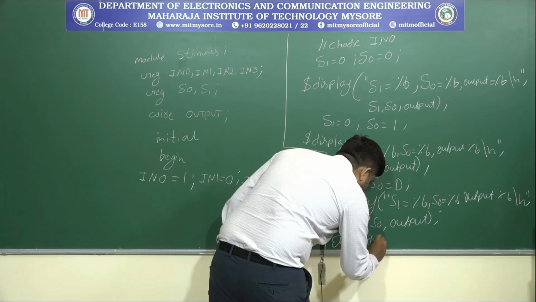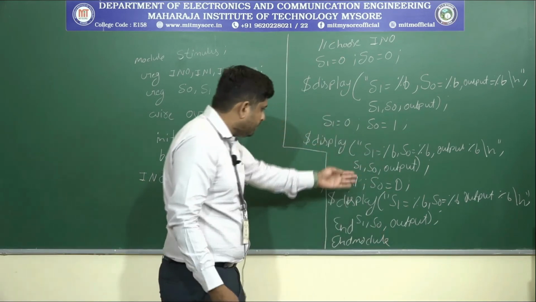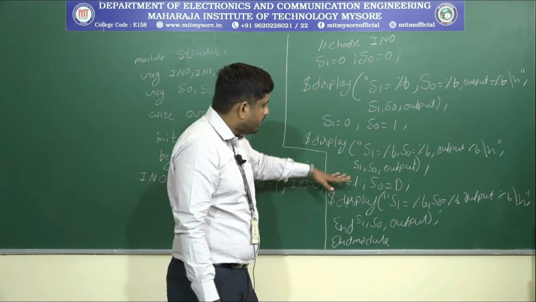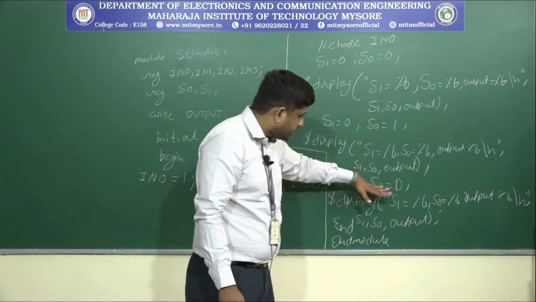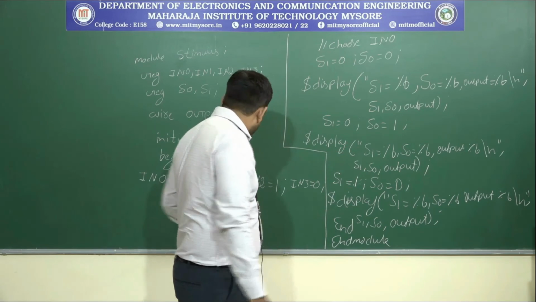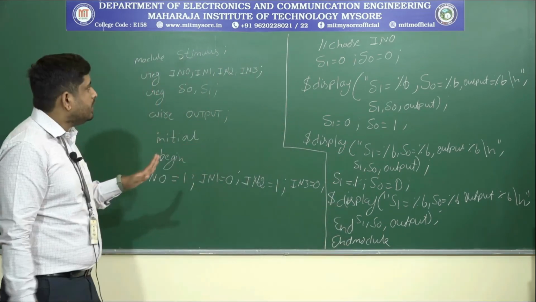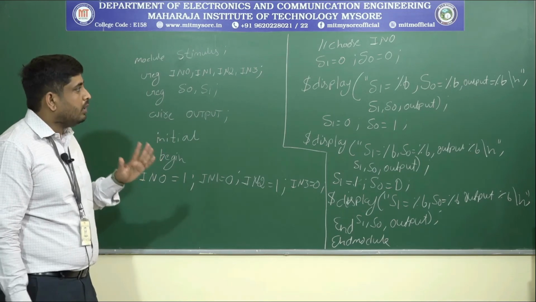End module. Okay, so here I skip that one, that is S1 is equal to 1, S0 is equal to 1. Next you have to write S1 is equal to 1, S0 is equal to 1. And after this there is a begin, it should be end, then end module. So this is a stimulus program for a 4:1 multiplexer.